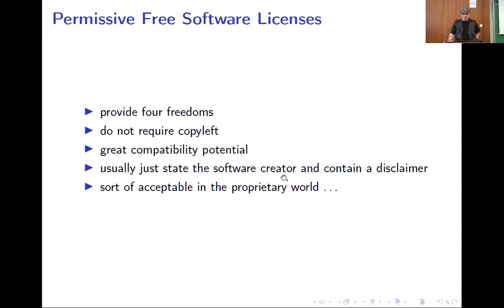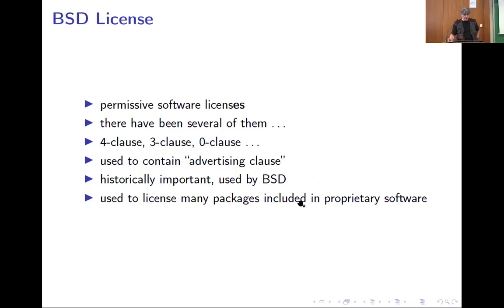Usually they just state the software creator, just that attribution part, and contain a disclaimer, which is sort of acceptable in the proprietary world. The BSD license is maybe the first and the best known among them. That's actually a family of permissive software licenses. There have been several of them, four clause, three clause, zero clause, and so on, as BSD licenses evolved. And they used to contain an advertising clause, which has been removed after intervention of the Free Software Foundation, which required people who create derivative works to state the original authors in their advertisement.